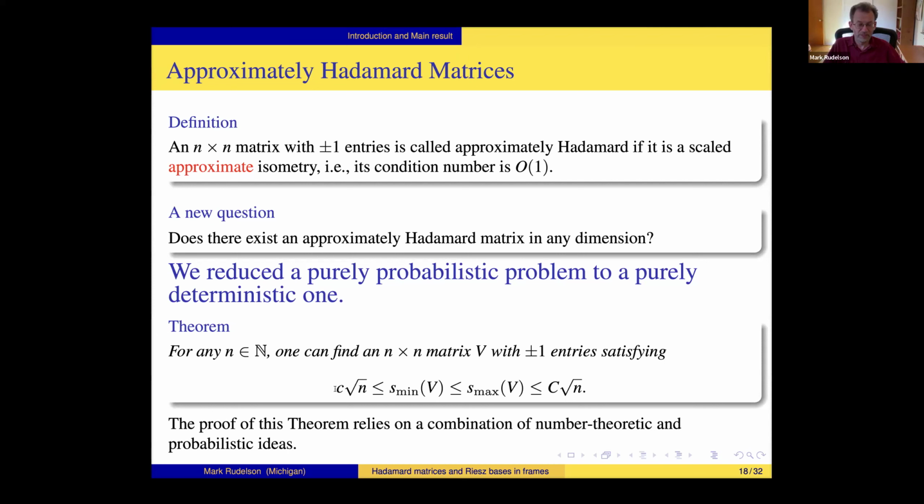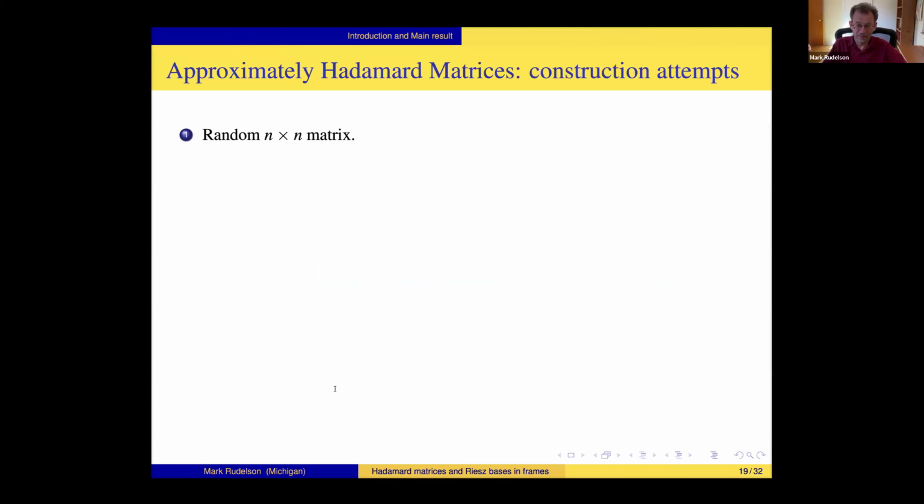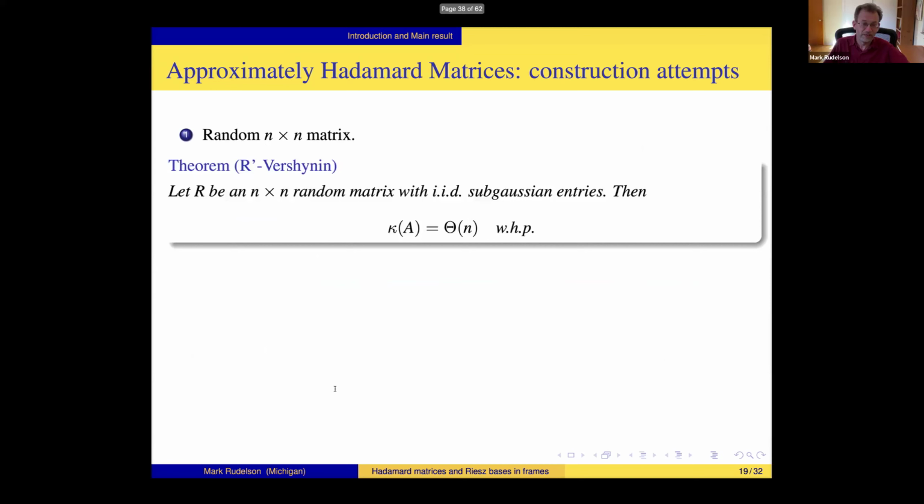And this is a deterministic statement, but the proof relies on a combination of number theoretic and probabilistic ideas. So let me discuss these ideas. The first attempt would be to do it randomly. Take a random ±1 matrix, and hopefully this will work. This fails. This fails in a very extreme way.